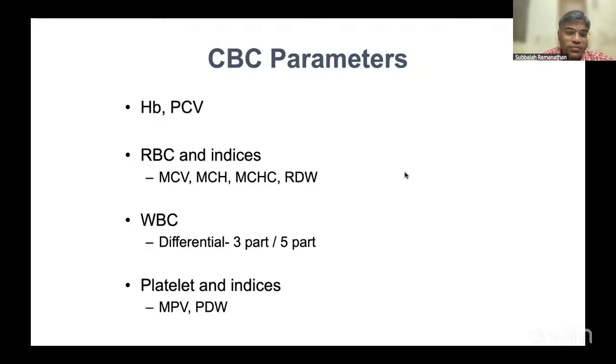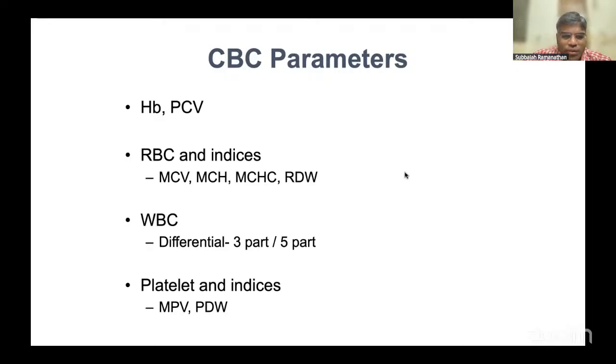In differentials in adults, you see neutrophils as the predominant population, then lymphocytes, then monocytes, then eosinophils and basophils. Then the three part is neutrophils, lymphocytes, and mixed cells. It doesn't mean that three part is inferior to five part. It's important how many samples the lab is running and how good the quality control is. Sometimes for a beginner, a three part is more than enough. And if something is abnormal, you can always go and check the smear.